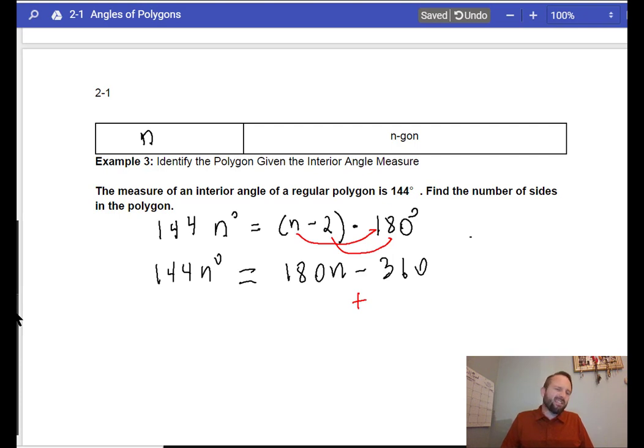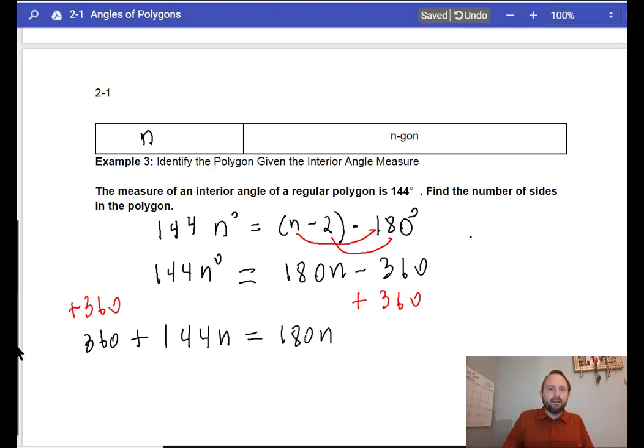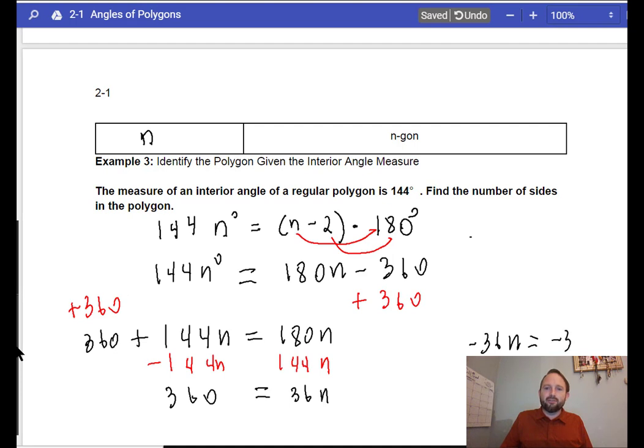Why am I doing it that way? Well, you don't need to, but it will give me a positive number. So if I do this, this is adding one step. I have 360 plus 144n is equal to 180n. Now I can subtract 144n on both sides, and I'll have a positive number. If I solved it the other way, that would be 36. I would have gotten negative, well, let me just show you what I would have gotten. I would have gotten negative 36n is equal to negative 360.